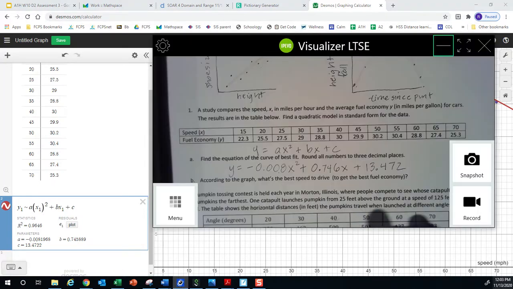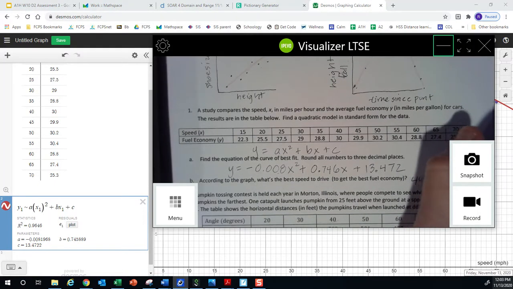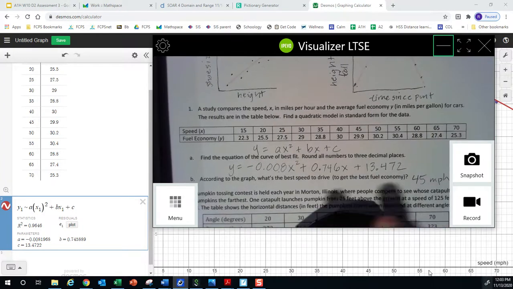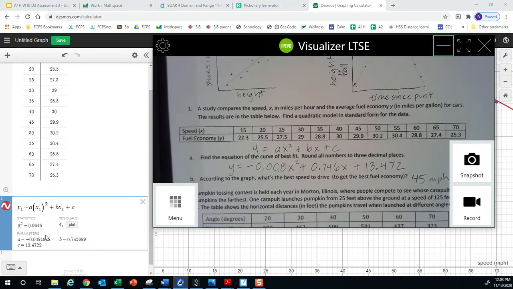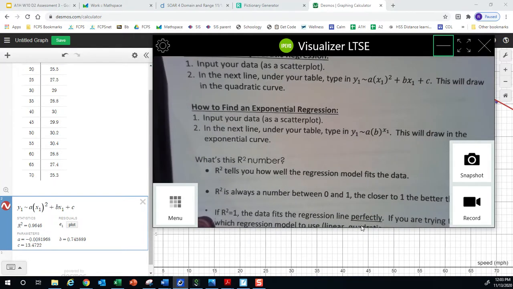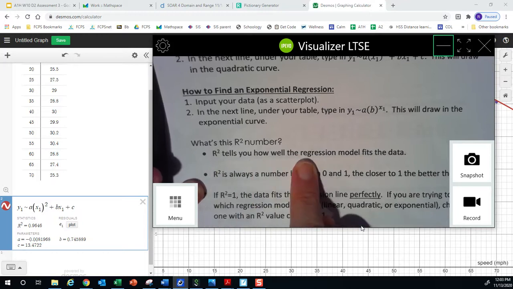So I'm going to write that down. Best speed for fuel economy, 45 miles per hour. Now, there's one other bit of information here. Besides A, B, and C, we're also given a number called r squared. At the bottom of this page, I explain what r squared means. The r squared value tells you how well the regression model fits the data.